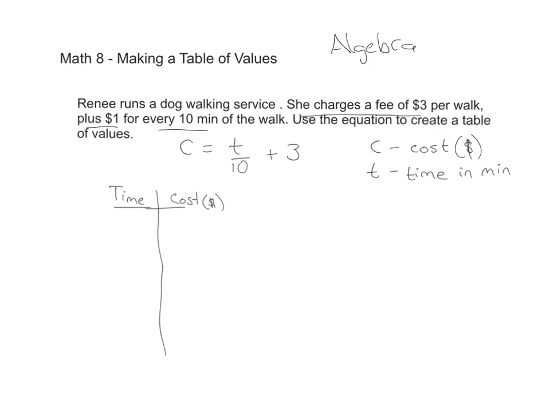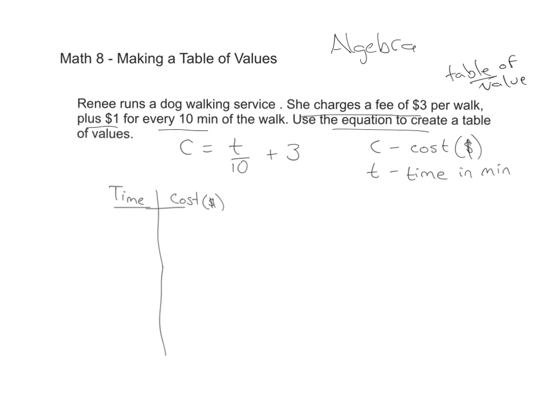Okay. What we want to do is use the equation that Renee has built in order to make a table of values. A really important thing here is we need to understand what a table of values is. It's basically just a little spreadsheet. It's a little chart that we use to show how different variables are related.